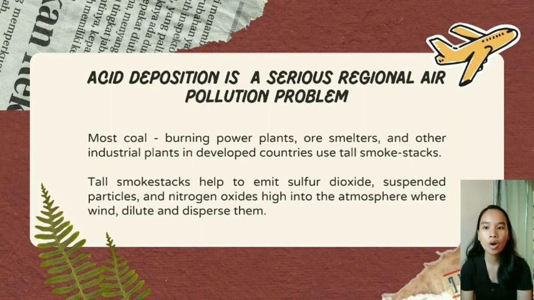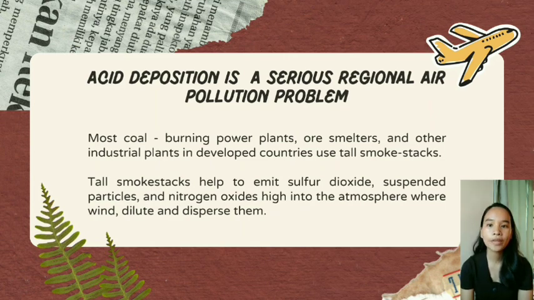Most coal-burning power plants, ore smelters, and other industrial plants in developed countries use tall smokestacks. Tall smokestacks help to emit sulfur dioxide, suspended particles, and nitrogen oxides high into the atmosphere where wind can mix, dilute, and disperse them. These tall smokestacks reduce local air pollution, but they can increase regional air pollution downwind. The primary pollutants, the SO2 and the NOx, emitted high into the atmosphere may be transported as far as 1,000 kilometers or 600 miles by prevailing winds.